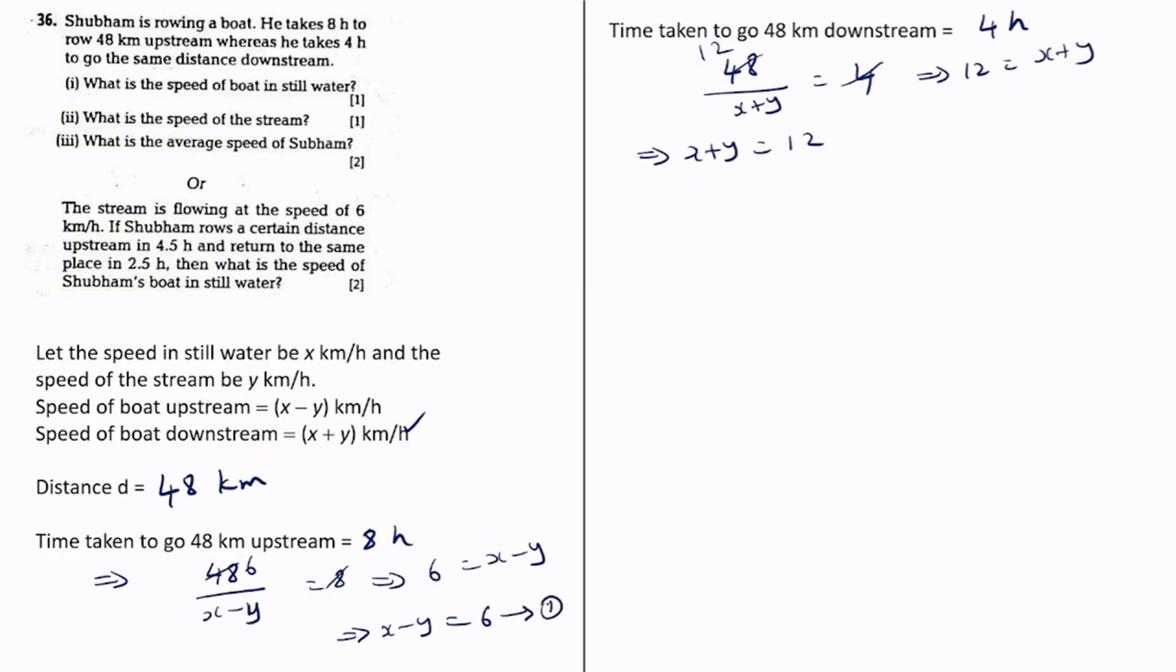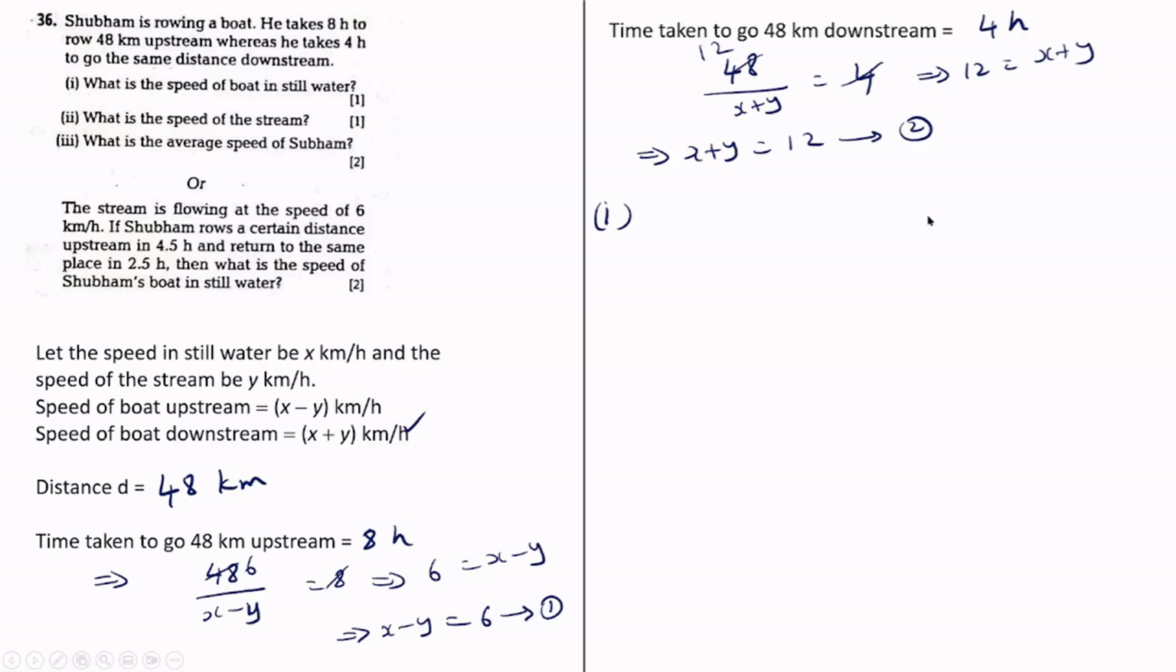So let us take this as 1 and let us take this as 2. So we got x plus y as 12 and x minus y as 6. So now we shall solve each of the subdivisions. Speed of the boat in still water.